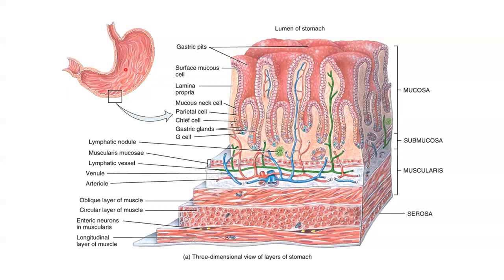Now, this process will continue to happen until that food is like a nice liquidy soup. Those food particles are actually small enough to exit through the pyloric sphincter. As food exits the pyloric sphincter into the duodenum, we call this process gastric emptying.